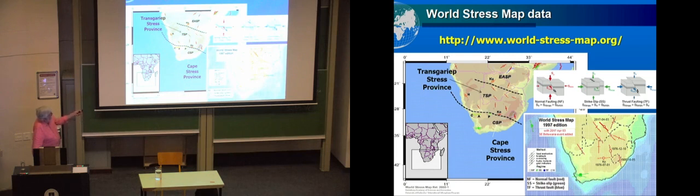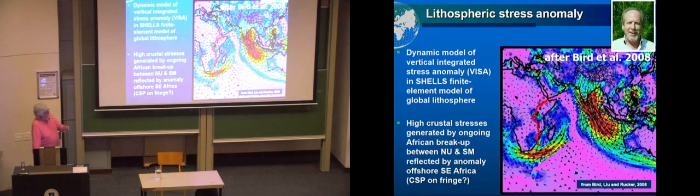That's there. And so we have the distinction between what I call the Cape Stress Province and the Transgariep, across the Orange, or Transgariep River Province. And the question is, what are these stress provinces? What are they related to? And are they significant for seismic hazard in different parts of South Africa, whether it's the mining areas or the other areas? And this is Peter Bird, a retired professor from University of California, Los Angeles.